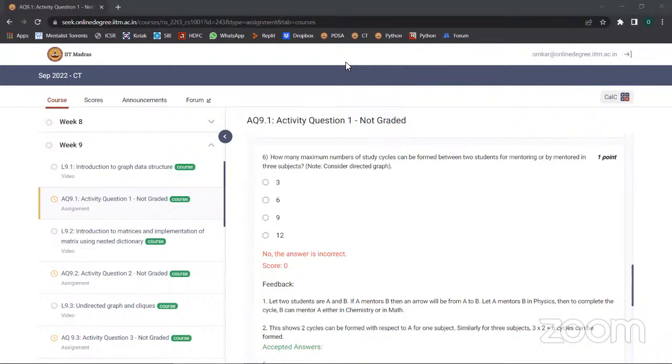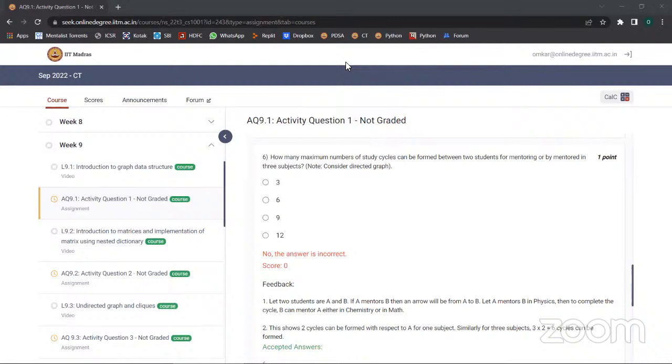A can mentor in 3 subjects, so 3 cycles are there. Similarly, B can mentor 3 subjects to A. Not 3, but actually it reduces by 1, right? Because the subject taken by A, B cannot repeat. So B again has only 2 options left. So that's how it becomes 3 into 2.